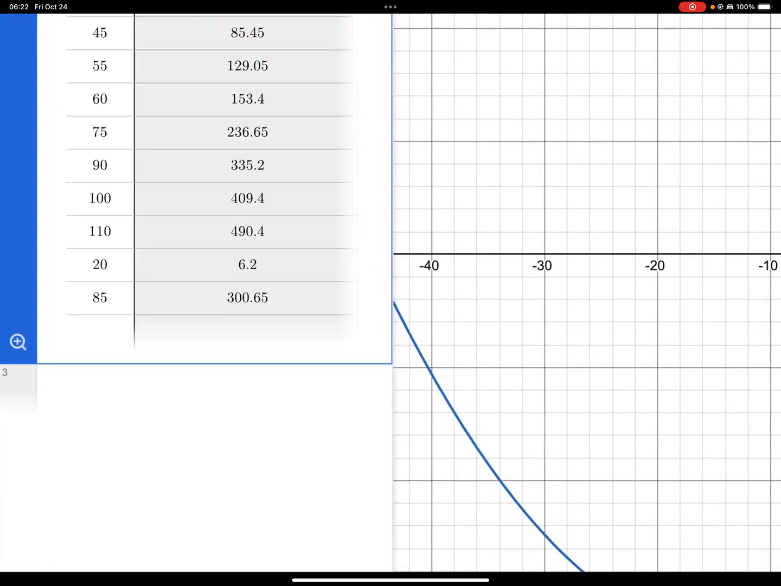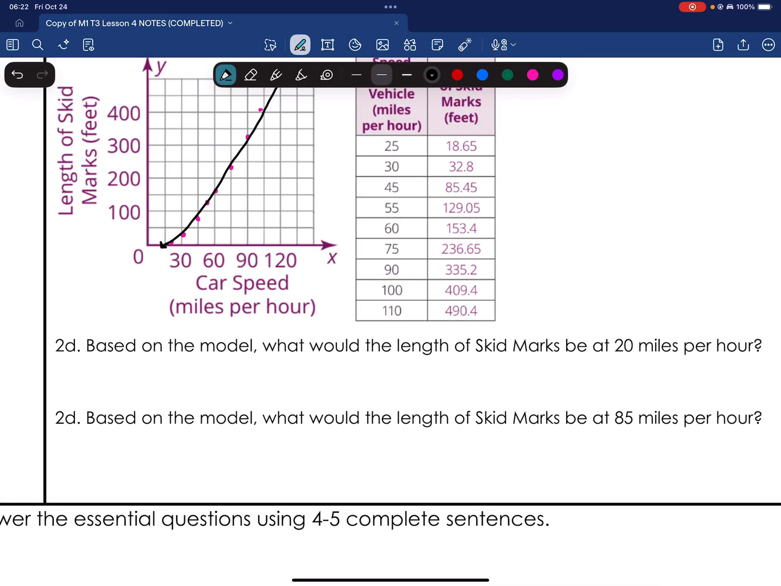So when it's going 20 miles per hour, the length of the skid marks is 6.2 feet. And when it's 85 miles per hour, the length of the skid marks is 300.65 feet. So 6.2 feet and 300.65 feet. Okay, so that's the end of the notes.